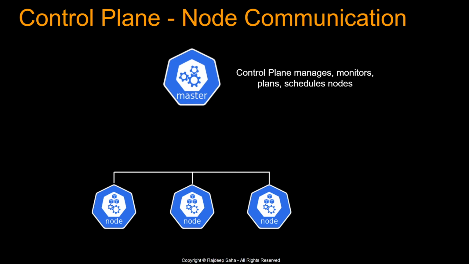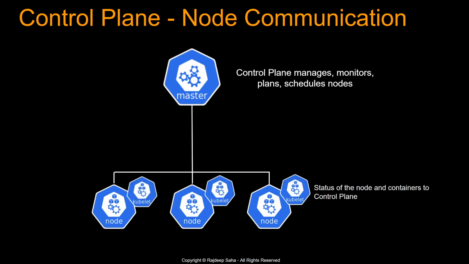But something needs to run in the node as well, besides the containers, because the master needs to communicate with the node. The master needs to tell the node, hey, run a container in this node. And as the master monitors the node, something needs to send back to the master if everything is going okay or not. So that's what Kubelet does.